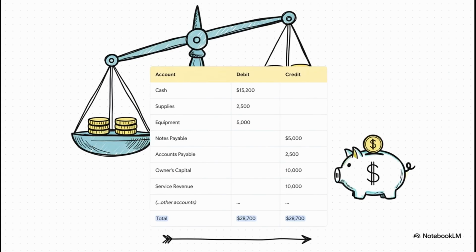All right, let's look at a real-world example here from a company called Pioneer Advertising. See how they've listed all their accounts? And their balances are neatly placed in either the debit or the credit column. And then, look at that. The totals match perfectly, $28,700 on both sides. The books are balanced. Beautiful.